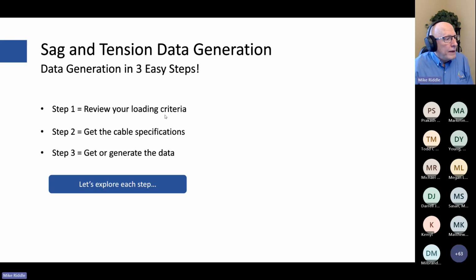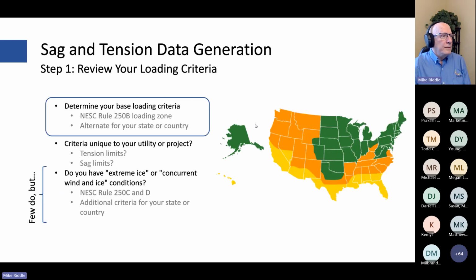So that's all some background information. Let's explore how you get the sag and tension data that you need. Step 1 is determine your loading criteria. Step 2, get the actual cable specifications. And then step 3, get or generate the data. Three easy steps. So step 1, get your loading criteria.